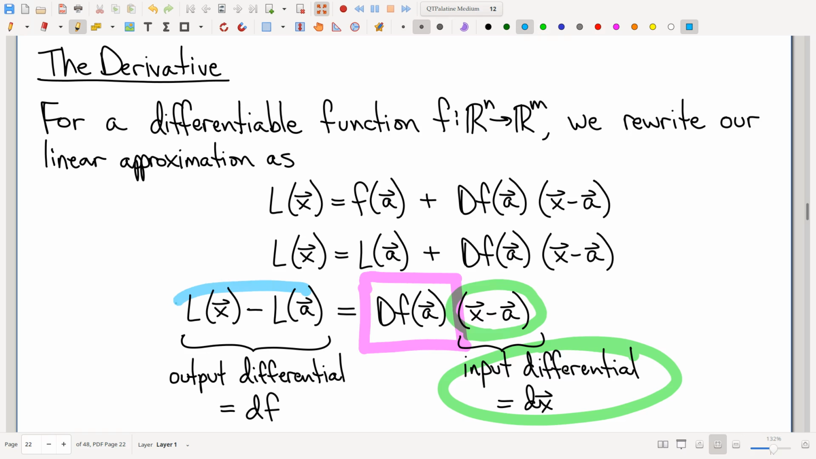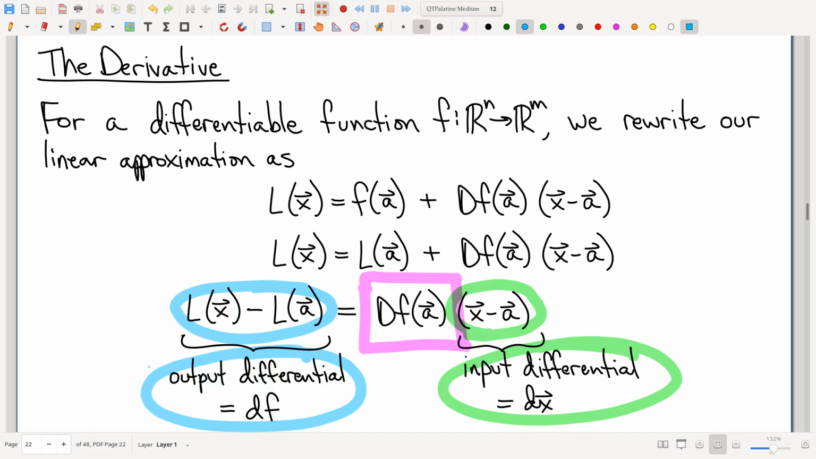And now let's think about what we've got coming out on the right-hand side. On the right-hand side, we have L of x minus L of a. Remember, L is our estimate of the value of the function. So L of x minus L of a, if you think about it, is our estimate of how much f has changed. It's not the same as how much f has changed, but it's our estimate of how much f has changed. And estimates of output changes, also called differentials. These are our output differentials.